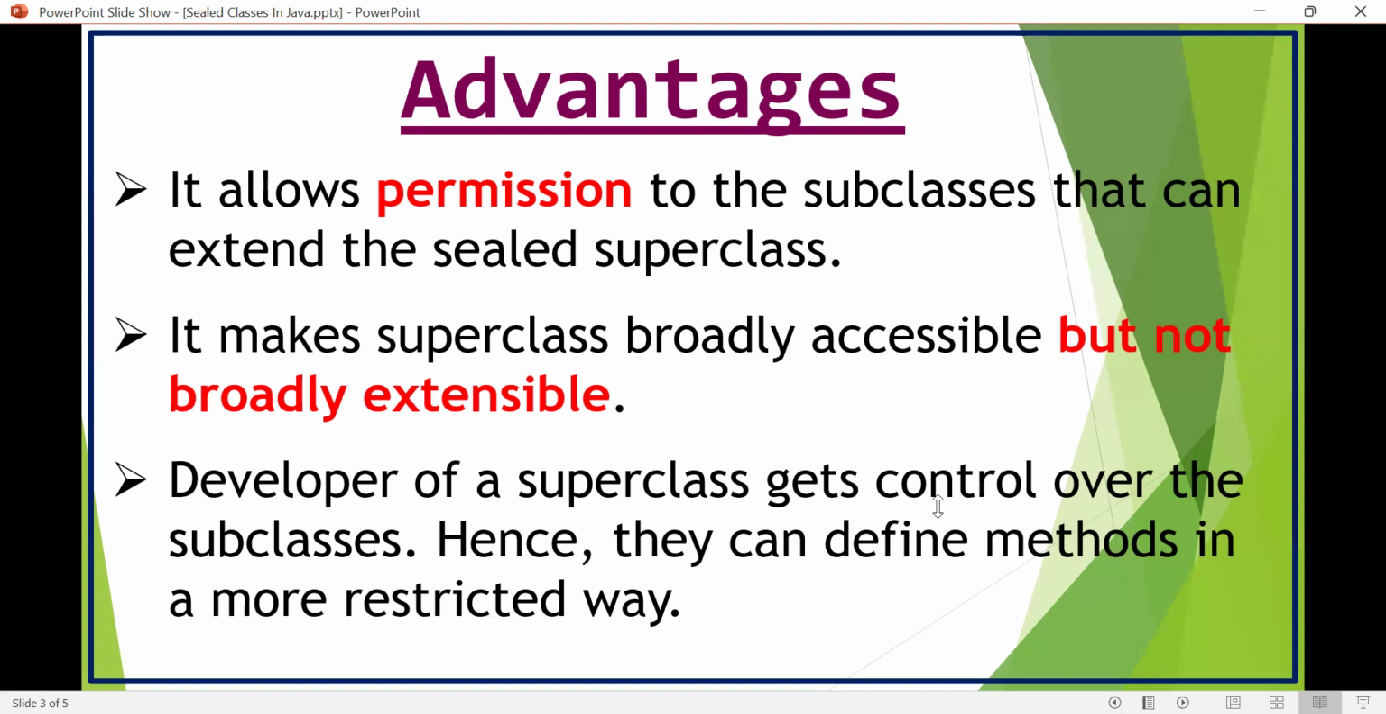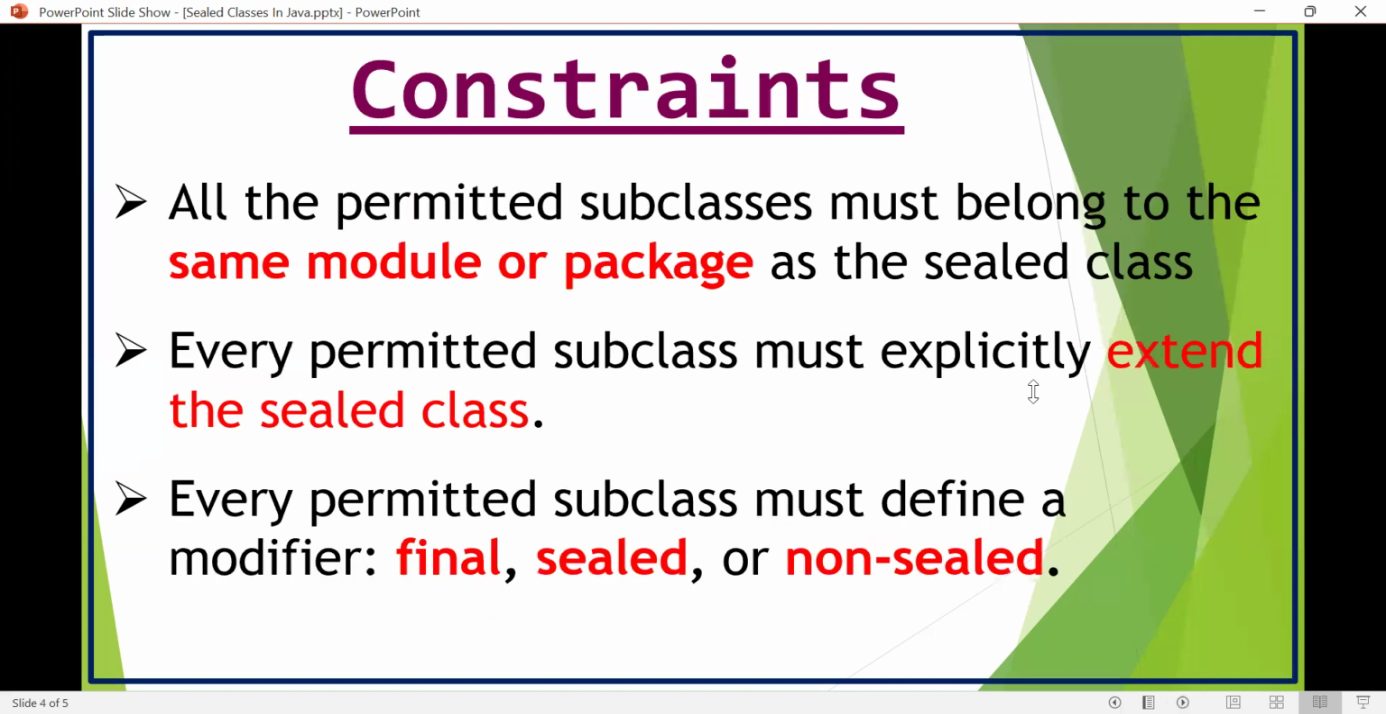Developers get control over the subclasses also, because they can define things in a more restricted way here. Now we will discuss some conditions which you have to fulfill to use the concept of sealed classes, and these are mandatory. First, all the permitted subclasses must belong to the same module or package as the sealed class. It means a sealed class can give permission to become its child only to those classes which are available in the same package.